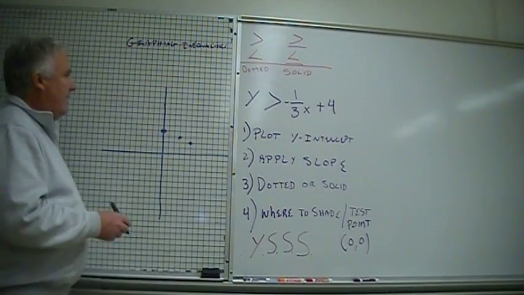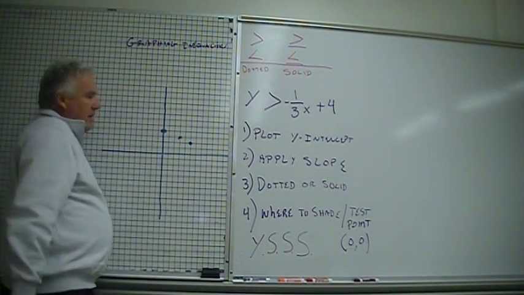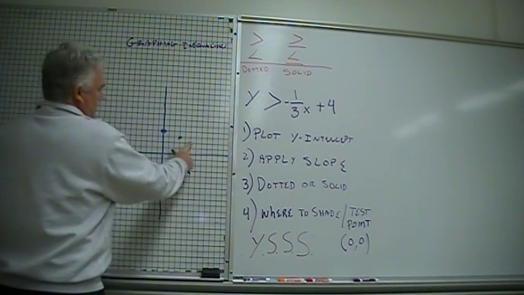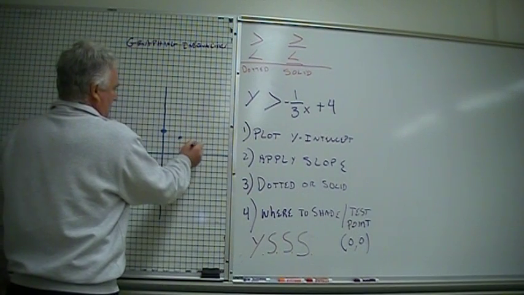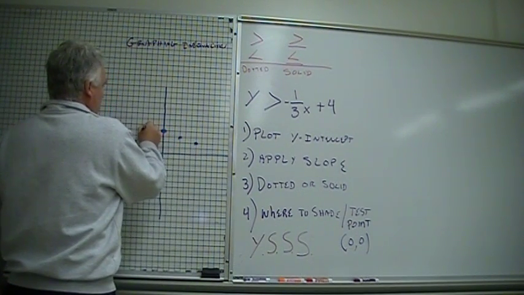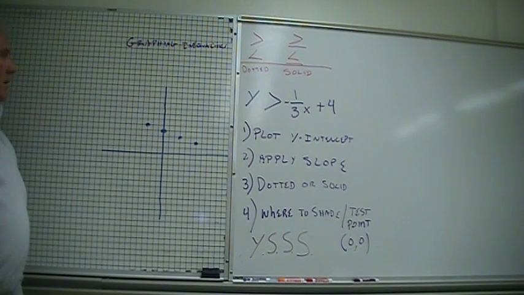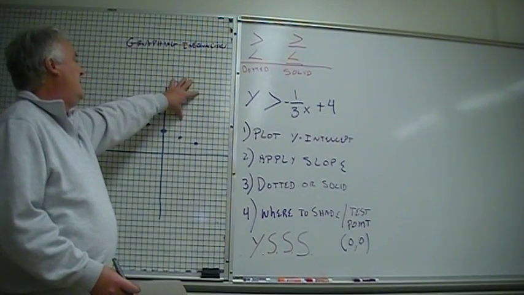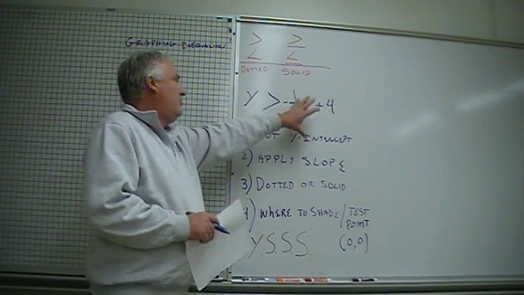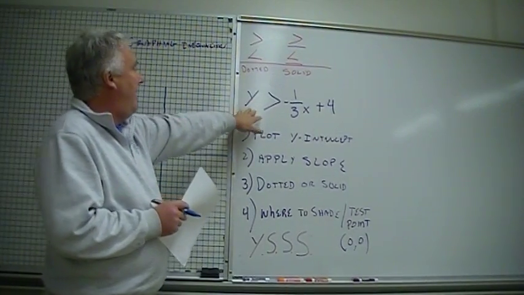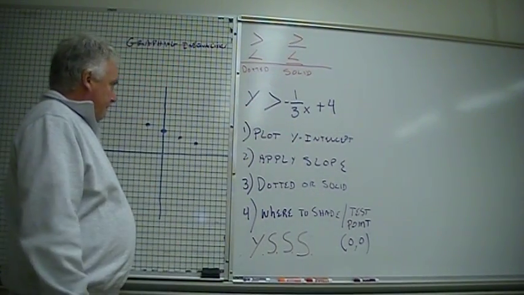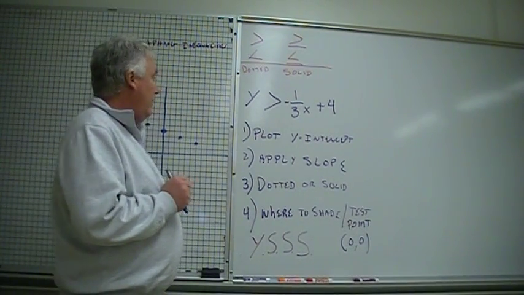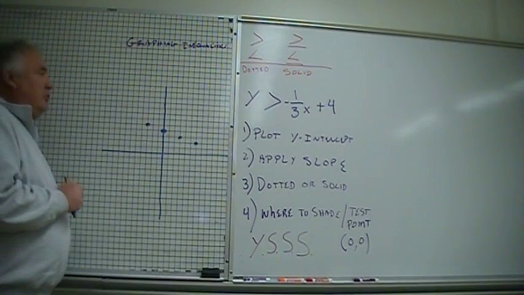Our next piece then becomes dotted or solid once we've graphed our line. The question in these inequalities is which side of the line makes this true? Because we could have a whole bunch of points that make this true. And the goal is to shade the side where all the points of that shade make this statement true.